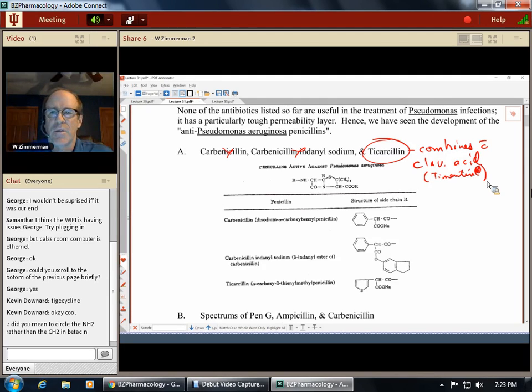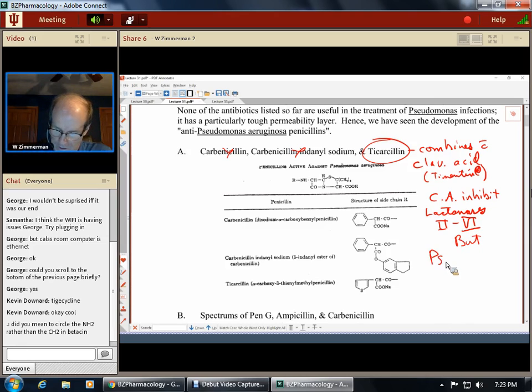But there's a hitch here. The clavulanic acid, as great as it is, will inhibit a lot of lactamases. There are 6 classes of them. But it inhibits lactamases 2 through 6. But Pseudomonas has class 1. So unfortunately, it doesn't help as much. Clavulanic acid will not help for a Pseudomonas infection.